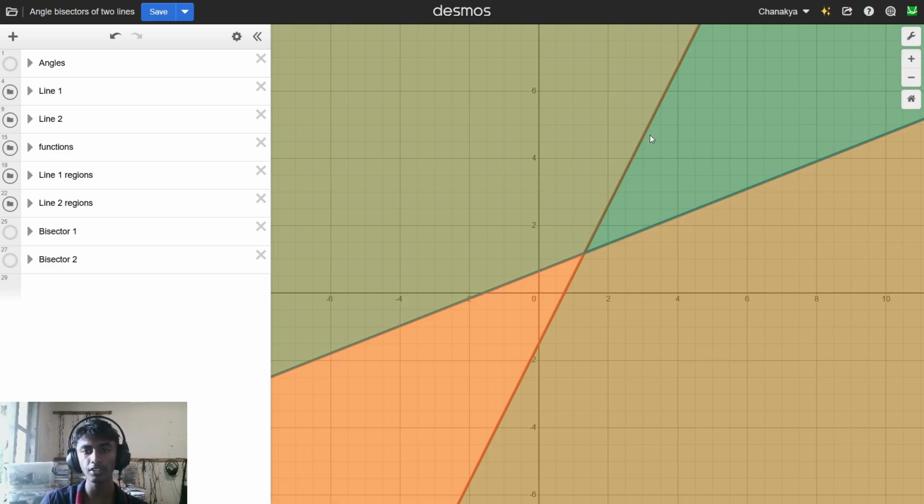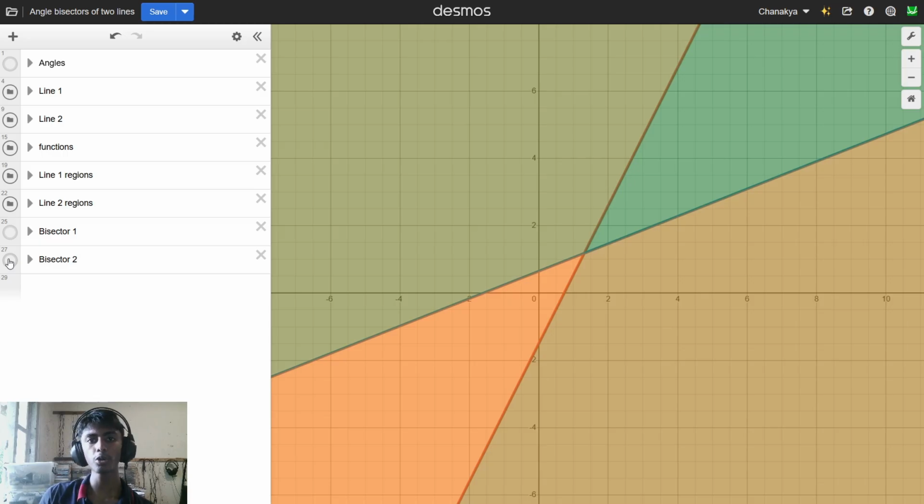The reason for this is that within this region, both line 1 and line 2's equation, when you substitute, you get positive values. Within this region, when you substitute into line 1's equation and line 2's equation, you get both negative values. So therefore, within this region, both of the lines are positive. Within this region, both of the lines are negative. Therefore, the color is amplified when we draw these two regions on top of each other.